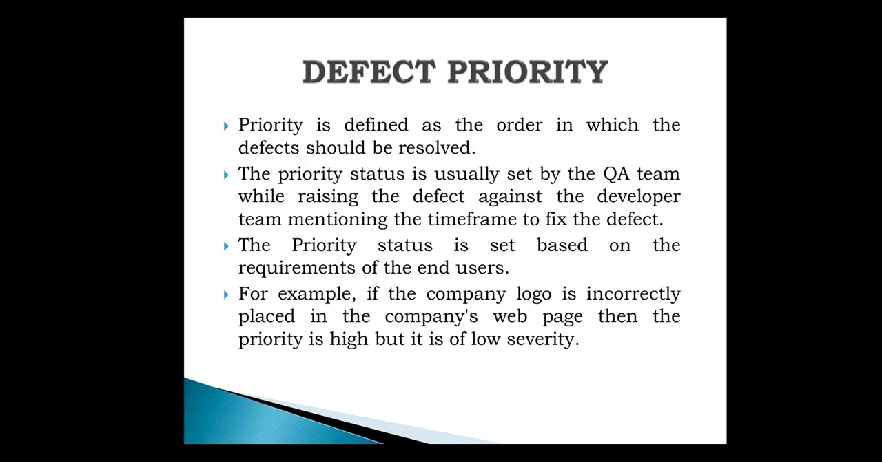The priority status is set based on the requirement of the end user. So you are going to set a priority status based on the customer requirement, right? For example, if the company logo is incorrectly placed in the company web page, then the priority is high because it is a company logo. It's a high priority that we need to set it properly, right?